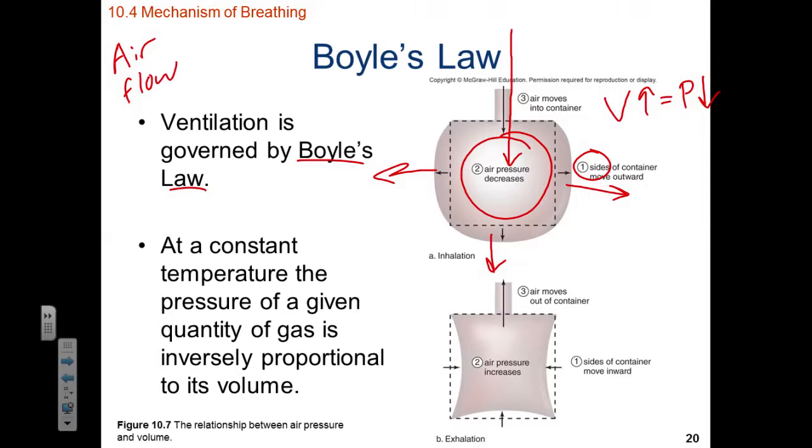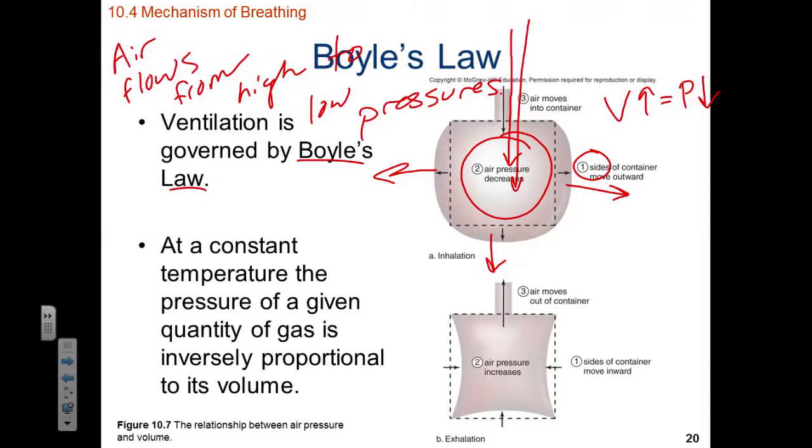Air flows from high to low pressures. So by increasing the volume, we can decrease the pressure and make air flow into this bag. Conversely, if we squeeze on the sides of the bag and cause them to move towards the center and decrease the volume, so now volume is going down, in that situation, pressure goes up, and then air would be expelled.